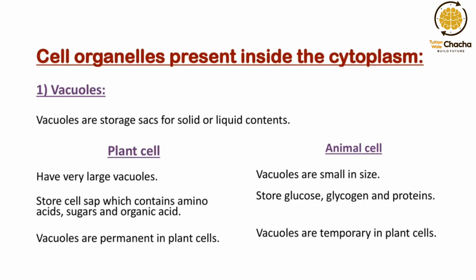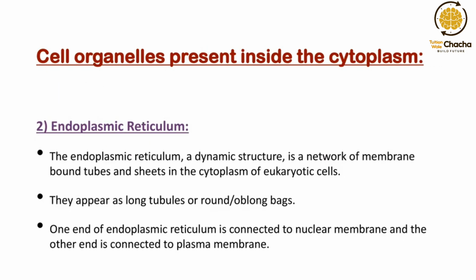1. Vacuoles. Vacuoles are storage sacs for solid or liquid contents. Animal cell vacuoles are small in size, store glucose, glycogen and proteins. Vacuoles are temporary in animal cells. Plant cells have very large vacuoles, which store cell sap containing amino acids, sugars and organic acids. Vacuoles are permanent in plant cells.